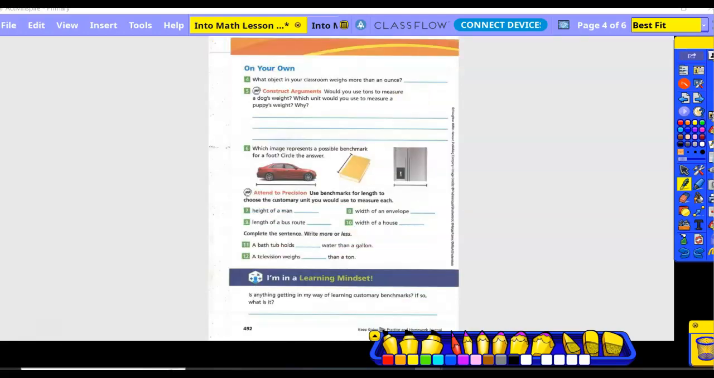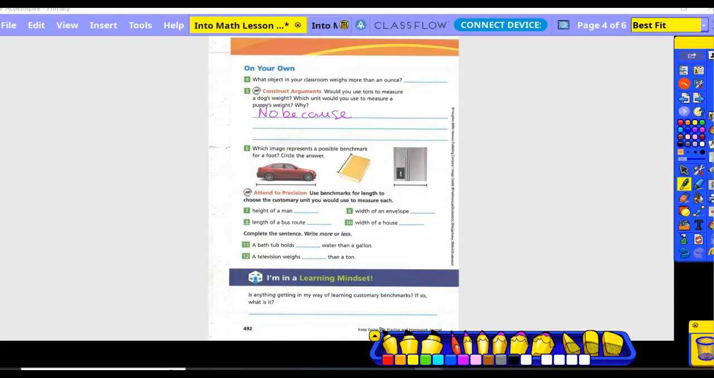On your own, number four, what object in your classroom weighs more than an ounce? Okay. Number five, would you use tons to measure a dog's weight? So yes or no? No, because a dog is too small, right? If you were going to use tons, it would have to be a really large animal, correct? Okay. So you would probably use pounds to measure a dog, right? Now, which unit would you use to measure a puppy? Okay, you could still use pounds. It kind of just depends on what size the dog is, right?